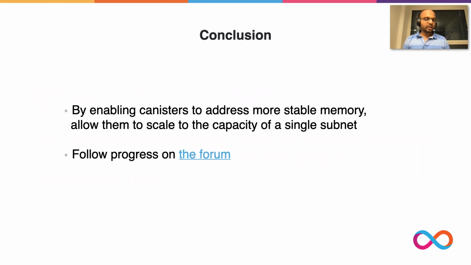With that being said, I would like to conclude. What I discussed is a simple fix to allow canisters to address more stable memory and allow them to scale to the capacity of a single subnet. And there's a lot of progress happening, there's a lot of discussion happening on this on the forum and on Reddit. So I encourage all of you to check that out. And I thank you everyone for listening.